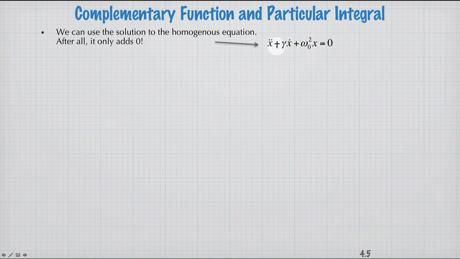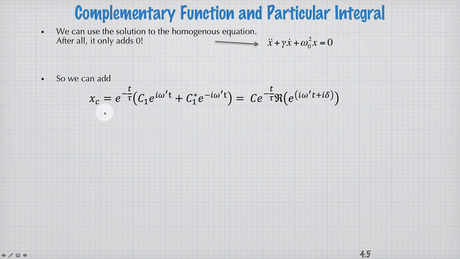The beauty is that the solution to the homogeneous equation includes two free parameters that we can fit to the initial position and initial velocity. Because remember, we had this solution to the homogeneous equation. For the underdamped case, there was a decaying exponential with time constant tau multiplied by these oscillating exponentials. The two free parameters for fitting the initial position and velocity are embedded in C1 and C1 star, these complex coefficients out the front here.